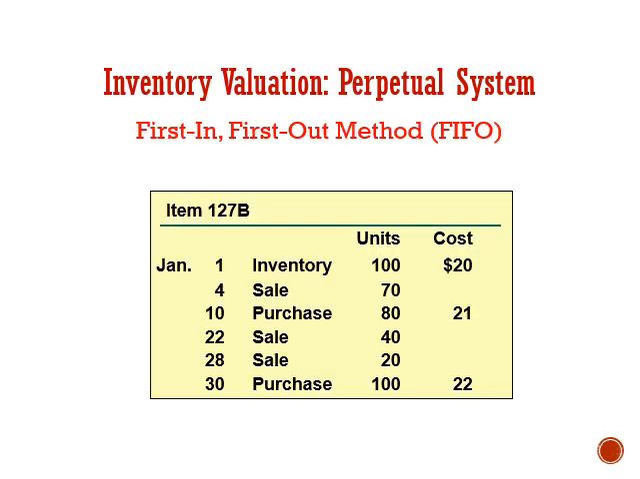To illustrate, let's look at this example. We have item 127B and a list of transactions in relation to inventory for item 127B. On 1st January, we have an inventory balance of 100 units of goods at $20 per unit. And then we have a few sales and purchases through the month of January. Since we are now applying the perpetual system, every time we make a sale, we need to determine the cost of goods sold. For this first round, we will use the FIFO method.